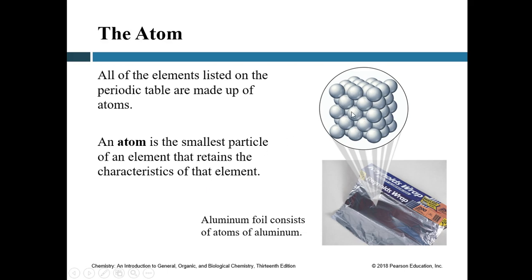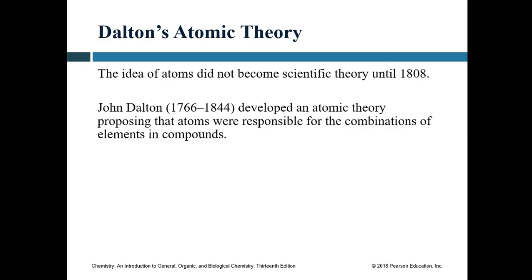So here we have some examples of this: aluminum foil, or aluminium foil. It consists of atoms of aluminum. Now, John Dalton developed the atomic theory by proposing that atoms were responsible for the combinations of elements and compounds. He was pretty amazing with what he came up with, because until this time, everybody thought that anything was just made out of earth, wind, air, and fire.